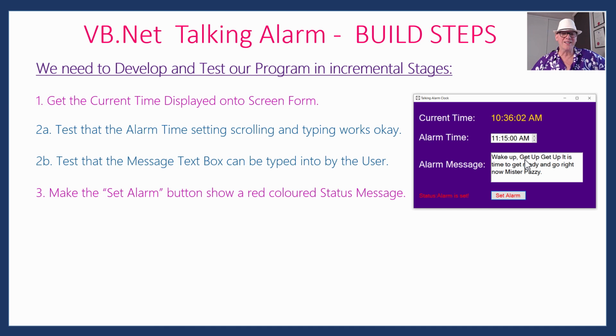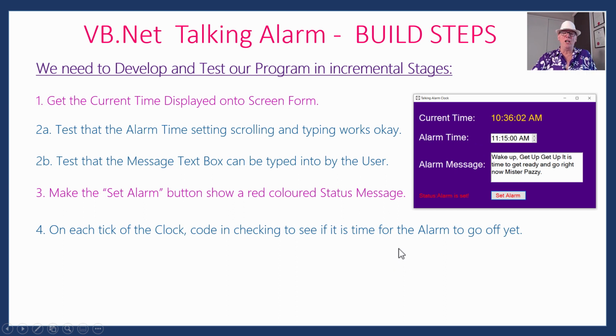make the set alarm button. So when this button gets clicked, for set alarm. Where's my mouse gone? Here. When the button gets clicked for set alarm, we'll make sure this changes from status alarm not set in yellow writing into status alarm is set in red writing, so people know the alarm is turned on at the moment and not to go messing with it and changing it at the moment.